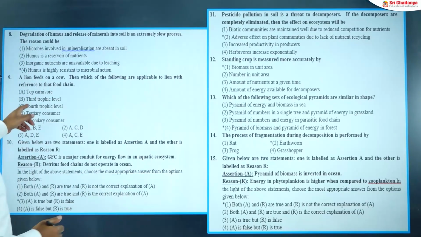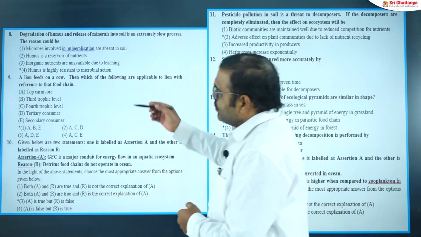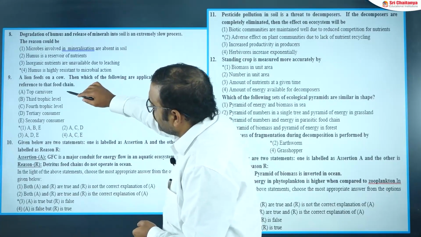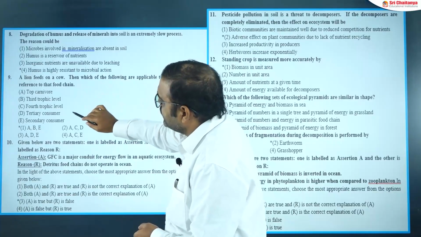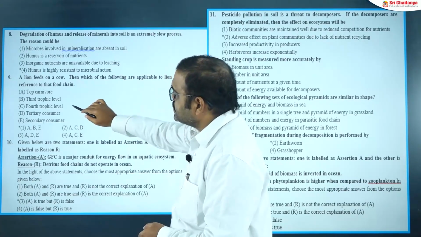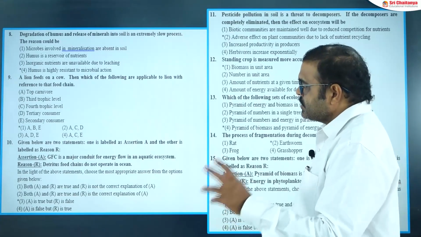Next one is a lion feeds on cow. Which of the following can be applicable for that cow? So lion can be considered a top carnivore, and it is a third trophic level organism and it is a secondary consumer, but it is not the fourth trophic level because it is depending on cow, cow depends on grass, only third trophic level.